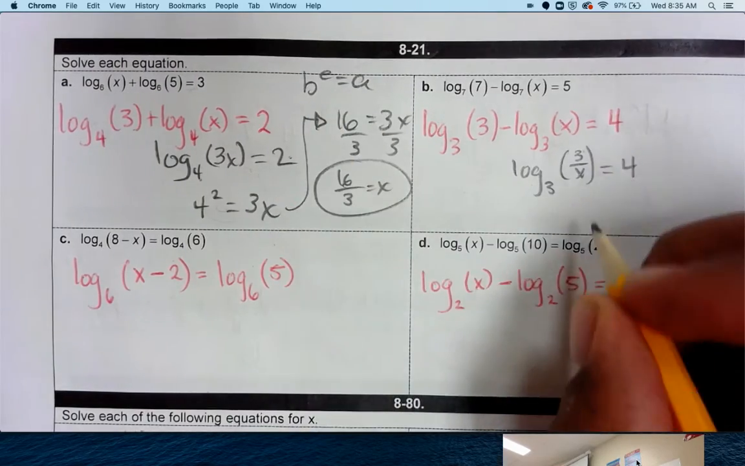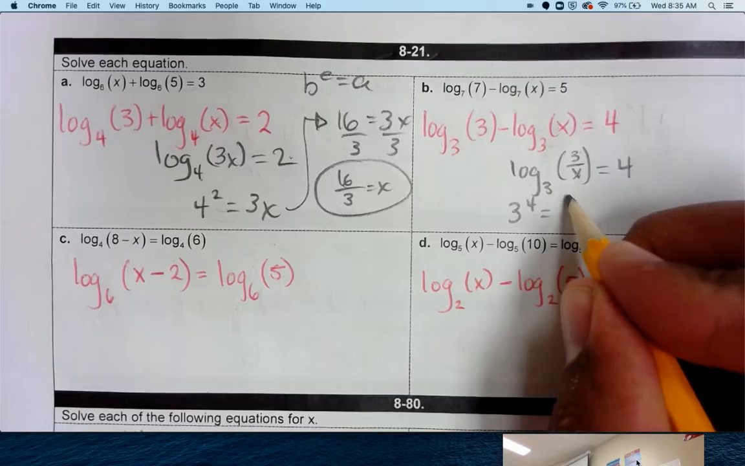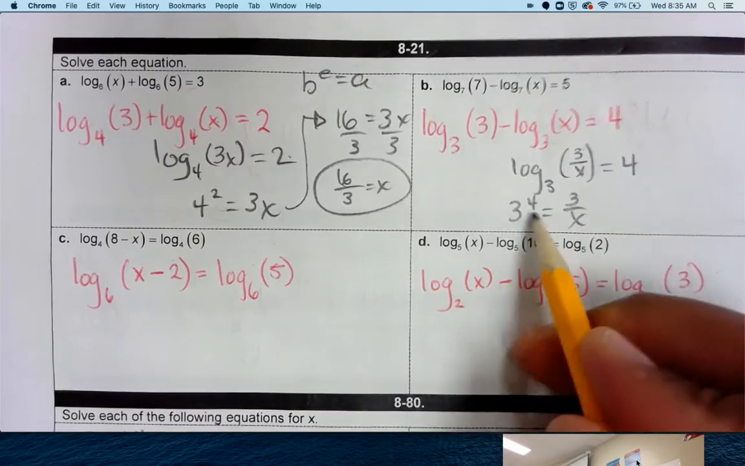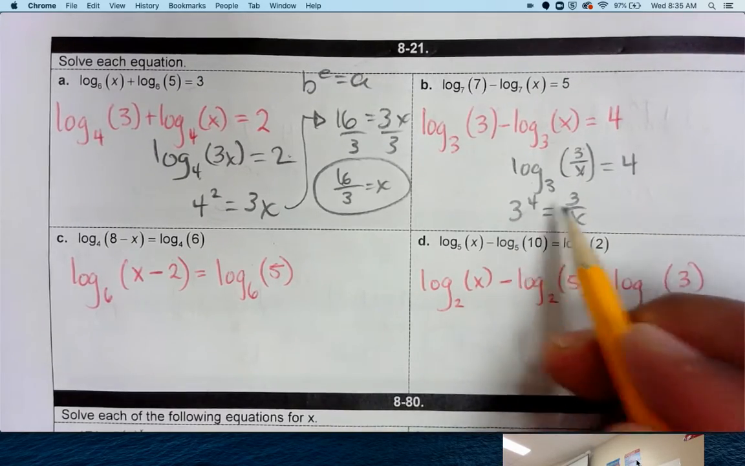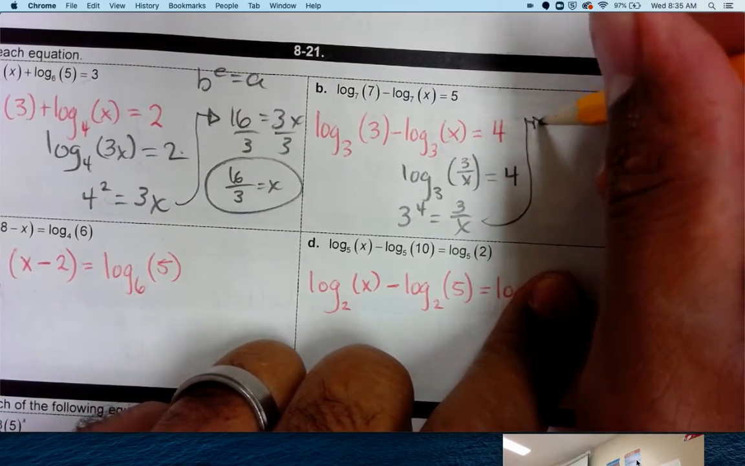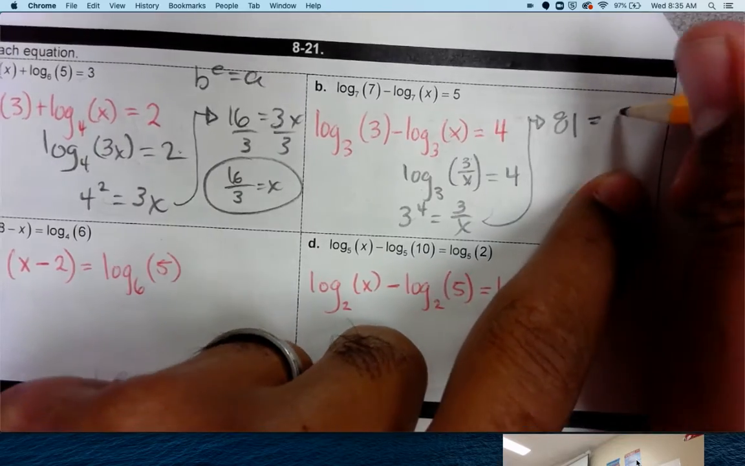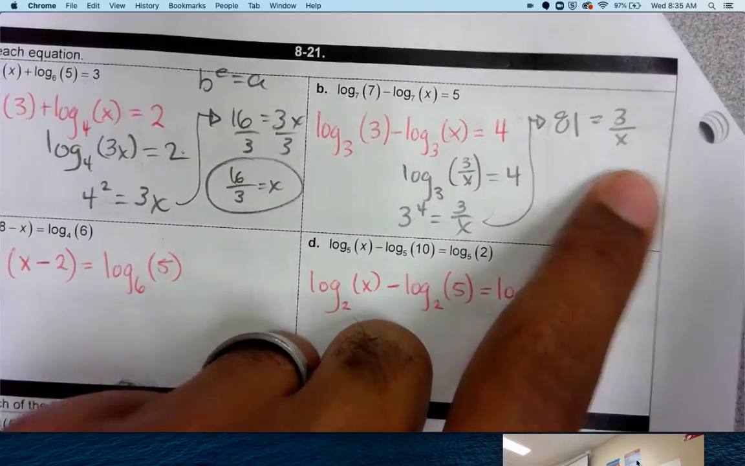Okay, so now we'll use the same idea. We'll put it in exponential form. So now it's 3 to the 4th power equals 3 over x. What I'll do is I'll simplify that first. So 3 to the 4th, I know that one. You can always enter that in your calculator. 3 times 3 times 3 times 3, that's 81. Okay, so now it's 81 equals 3 over x.